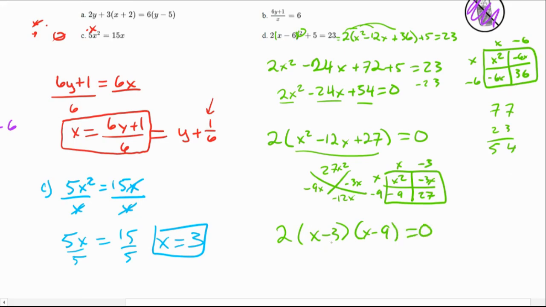So if I'm solving for x, I'm looking for what will make this 0, which is going to be x equals 3 and x equals 9. That last one was a doozy.